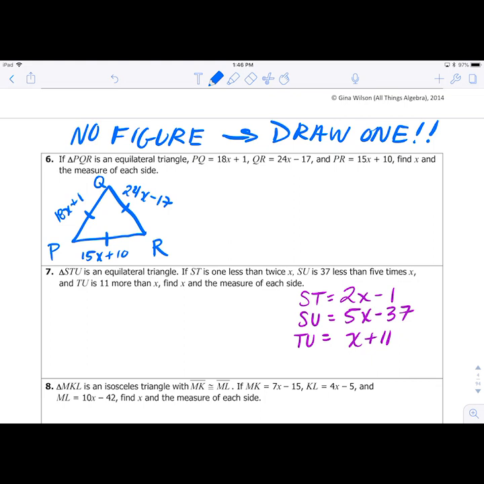All right, find x. Find the measure of each side. Does it matter what side we set equal to something else? No, it doesn't. Okay? So I'm just going to choose 18x plus 1 equal to 15x plus 10. Subtract 15x on both sides, I get 3x. Subtract 1 on both sides, I get 9. x equals 3.